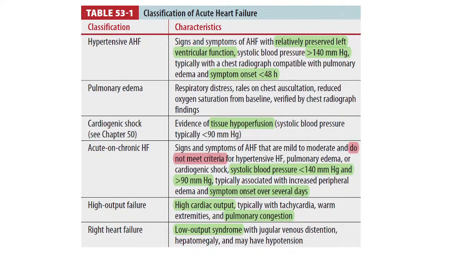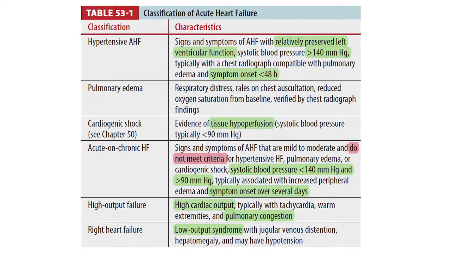Now coming to high output cardiac failure, it typically presents with tachycardia and warm extremities in contrast to others, and there may be pulmonary congestion also. It may be associated with anemia or thyrotoxicosis. The right heart failure is basically a low output syndrome. There may be back pressure from the right atrium and right ventricle, causing raised JVP, hepatomegaly, and pedal edema, and the patient may be hypotensive also.